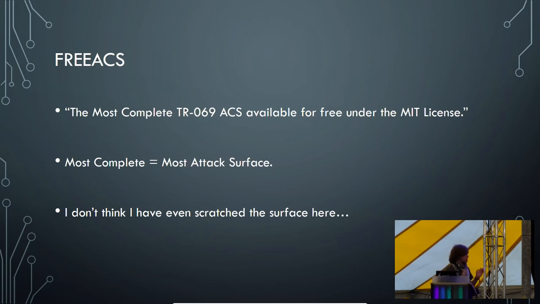So it advertises itself as the most complete TR-069 ACS available for free under the MIT license, which is a pretty specific claim, because I don't think there are any other ACS servers under the MIT license. So we can't contest that claim at all. However, I also read most complete means most attack surface, right? If you implement all this bullshit, you're going to screw up somewhere.